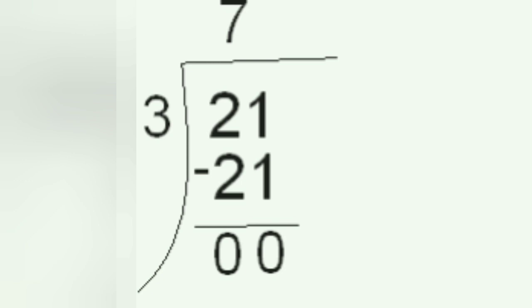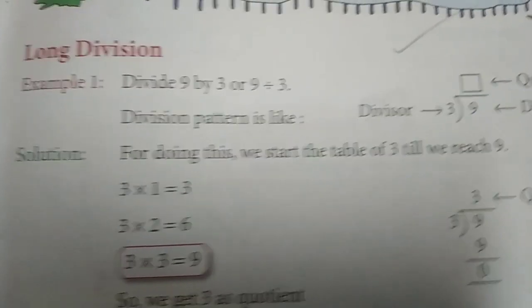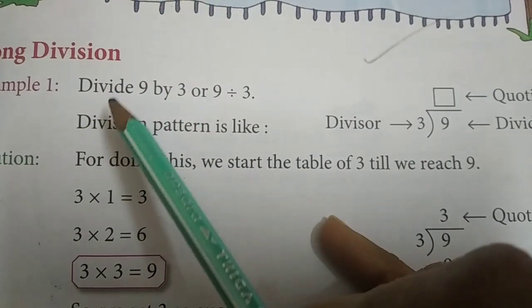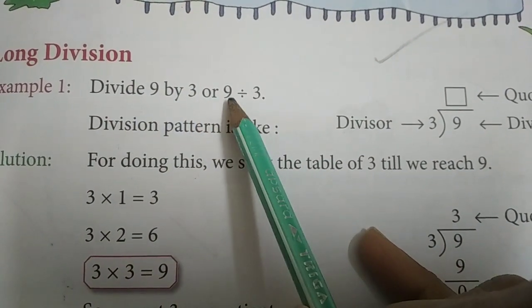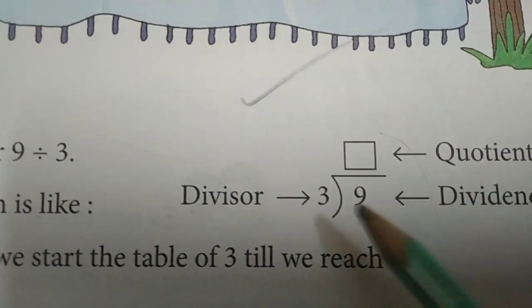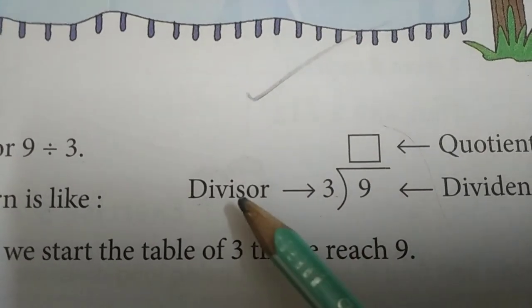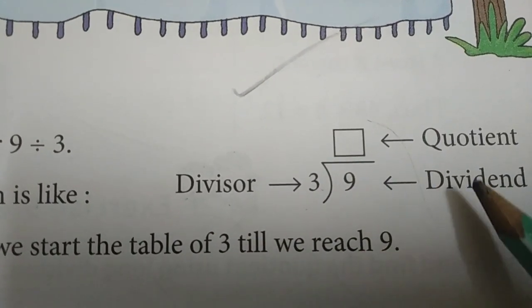So because 3 7s are 21, you have to write 7 on the top, then 21, then the remainder is 0. Now children, moving to your textbook, you can see here. So divide 9 by 3, that means 9 divided by 3 by using long division we have to do. So here you can see, 9 you have to write in the middle, 3 on the left side, so 3 is the divisor, 9 is the dividend.